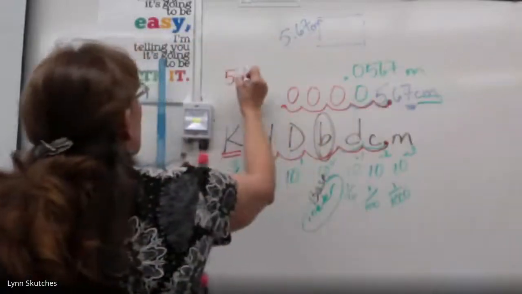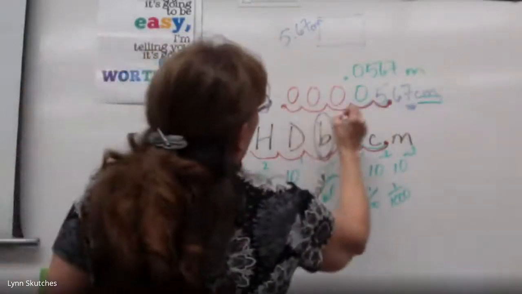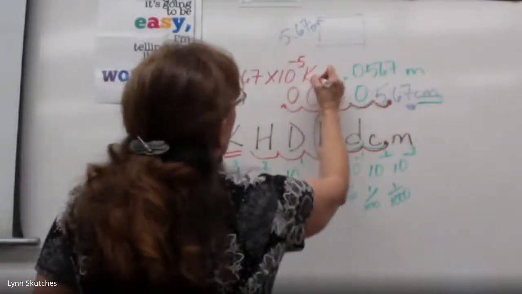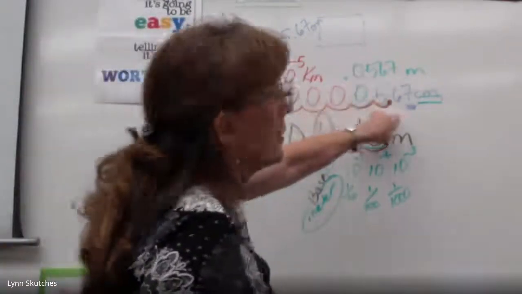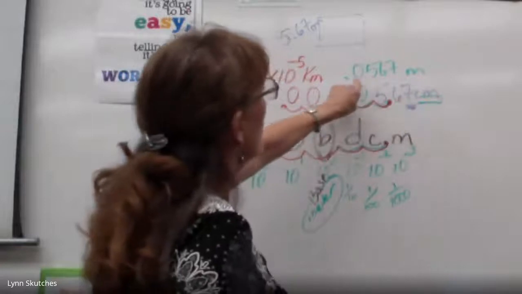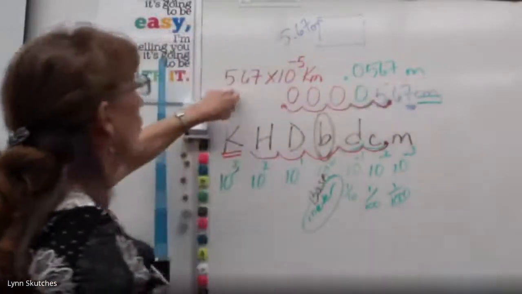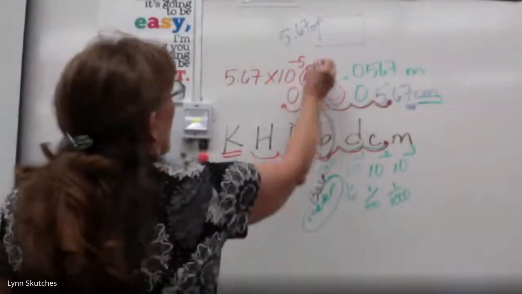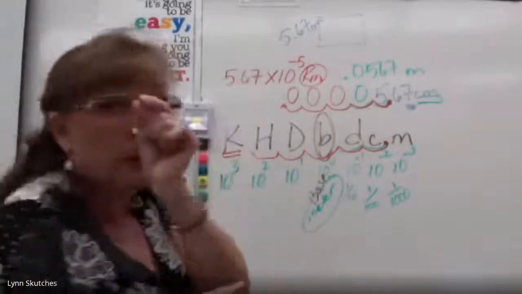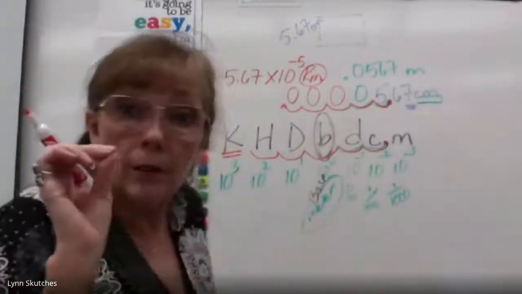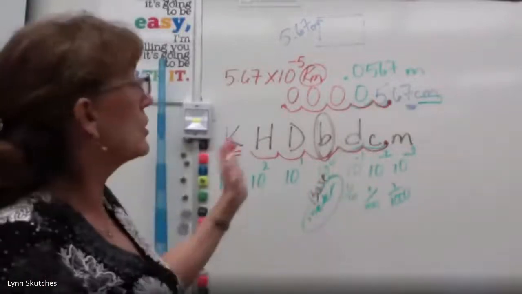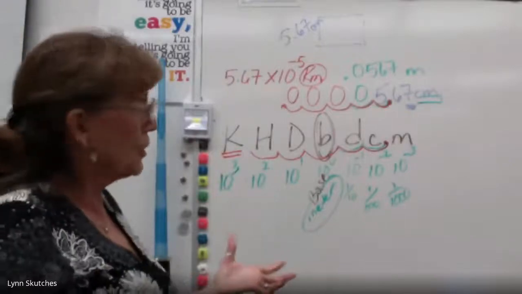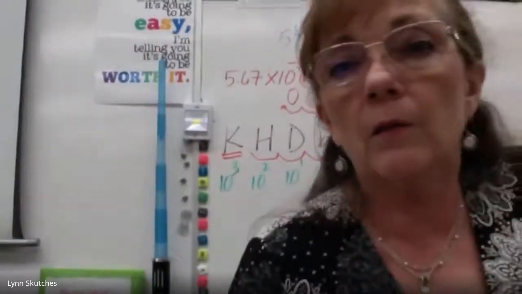So 5.67 times 10 to the minus 5th kilometers. Okay. All of these are the same. 5.67 centimeters, 0.0567 meters, 5.67 times 10 to the minus 5th kilometers are the same size. It's just that kilometer is a huge increment, so you need a little tiny bit of it. Centimeters are a small increment, so you need a bunch of them. Okay? So it's just moving the decimal place. That's all you're doing. You're not changing the digits. Okay? All right.